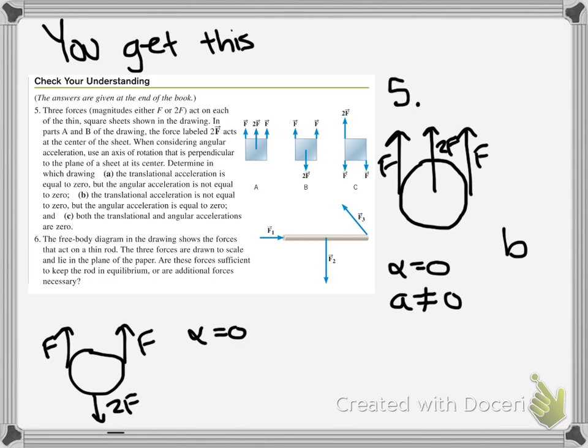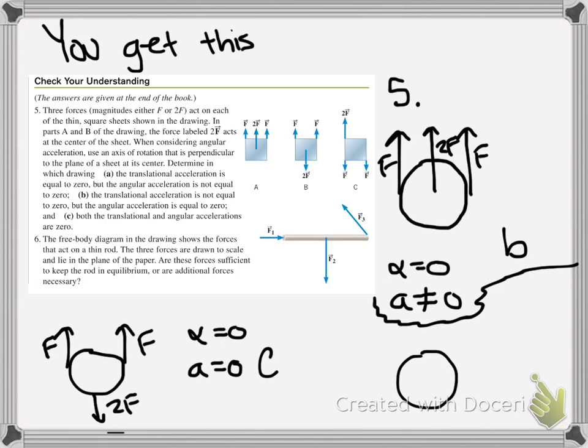And here, the 2F is going in the opposite direction of the two little forces. So they cancel out, and that's when acceleration is 0. And now, for C, let me make that easier for you to understand. So you've got the 2F on the side, and you've got F's on each side.